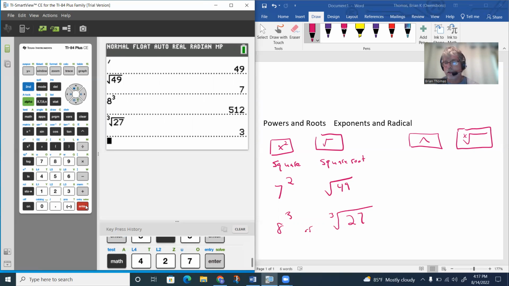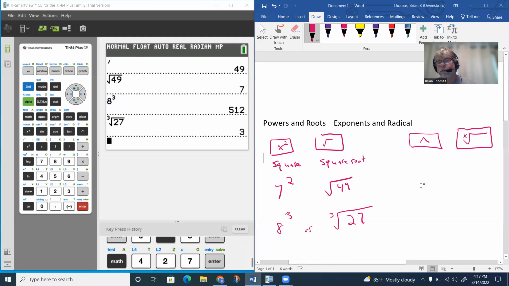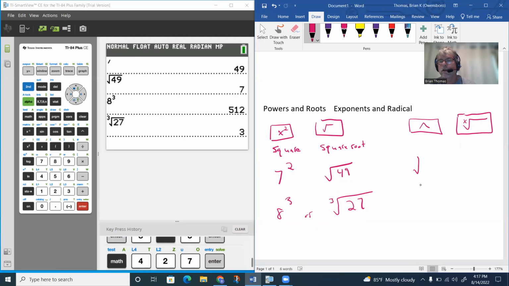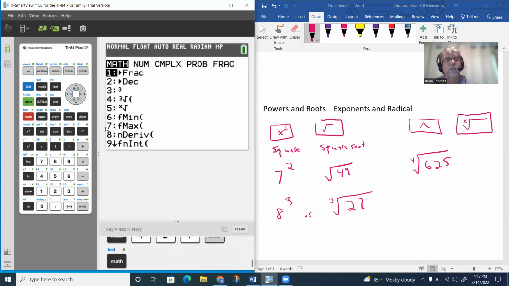But suppose I wanted to do the fourth root of, say, 625. If you go to the math key, notice there's no fourth root option, but there's this x root, and this symbol here is called the radical symbol. The radical is the symbol itself, but this one has been adopted as square root. If we change the index number, then we can call them different things. To do the fourth root, we have to do something different.